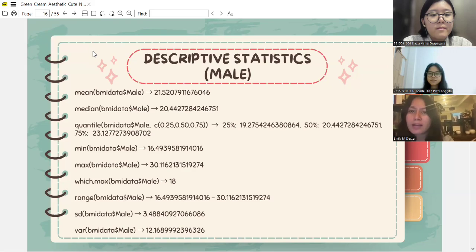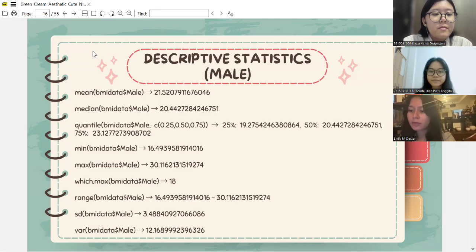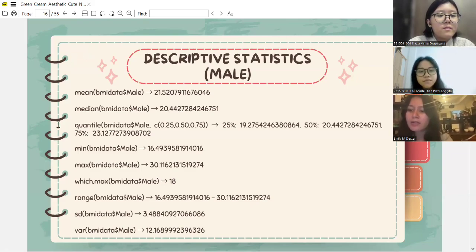The second is the median command, which is the middle value when all BMI scores are arranged in order. So for the males, the median is 20.44, meaning that half of the male participants have a BMI below 20.44 and half have a BMI above it. Since the mean and median are fairly close, it suggests that the BMI data for males is not heavily skewed.